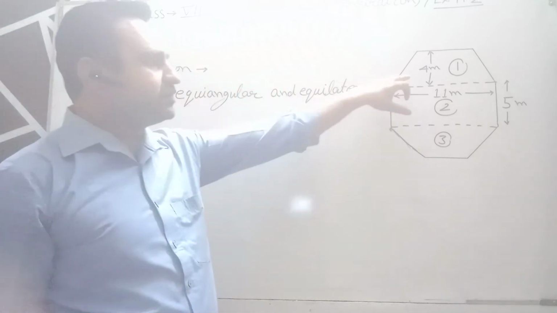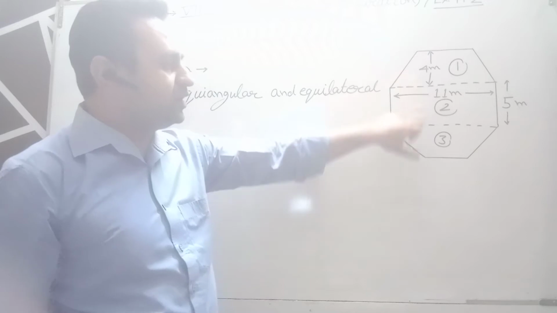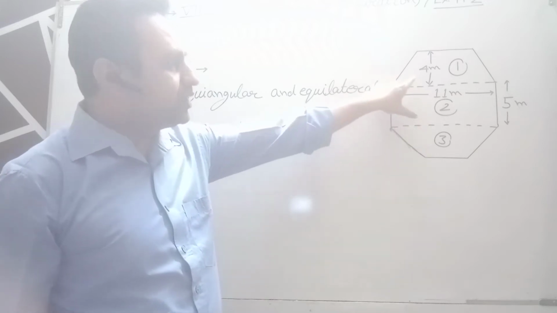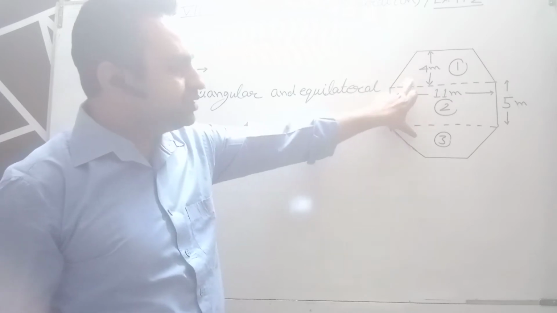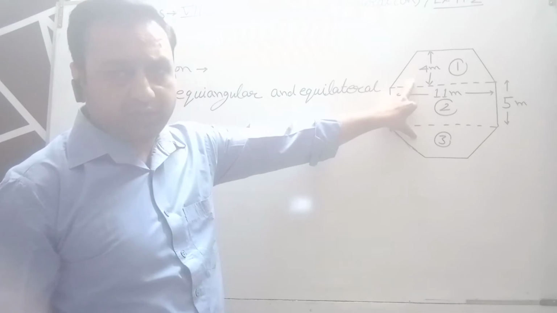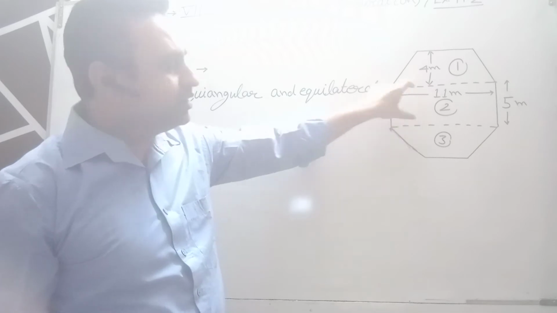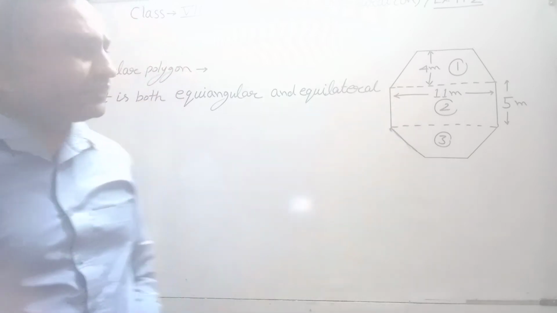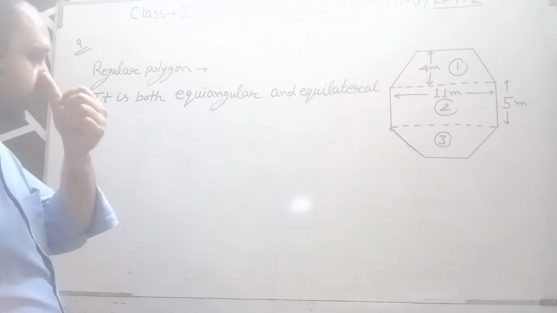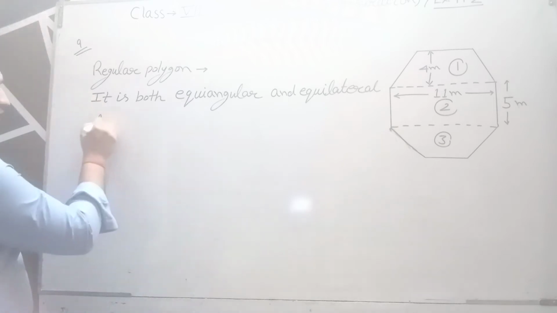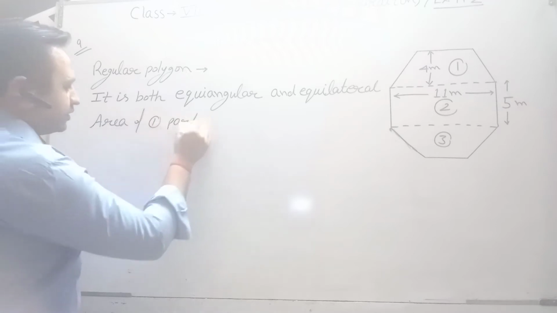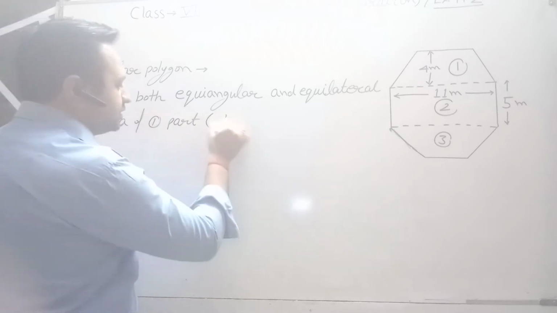And we also observe that the area of first part and area of third part are both the same. So we calculate the area of first part and multiply by 2, which represents the area of first part and third part, and after that we calculate the area of second part and add them. So now we have to calculate the area of first part, whose shape is a trapezium.